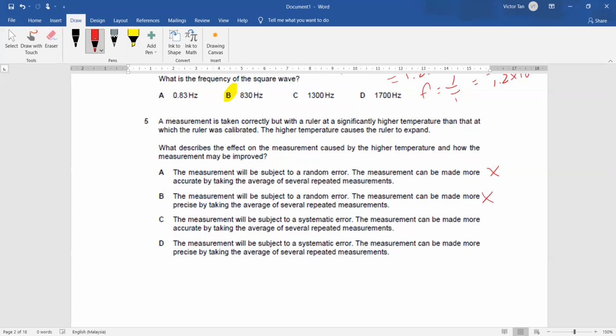The measurement will be subject to random error. This is also wrong. It is a systematic error, yes. The measurement can be made more accurate by taking the average of several repeated measurements. No, only random error will do that. The measurement will be subject to a systematic error, and can be made more precise by taking the average of several repeated measurements. This is the most appropriate solution.